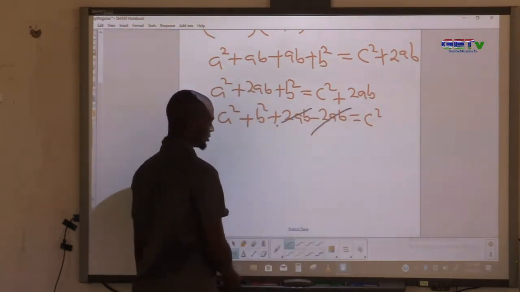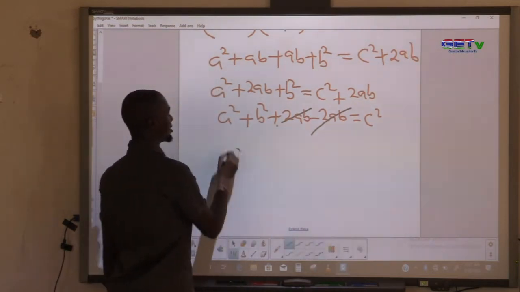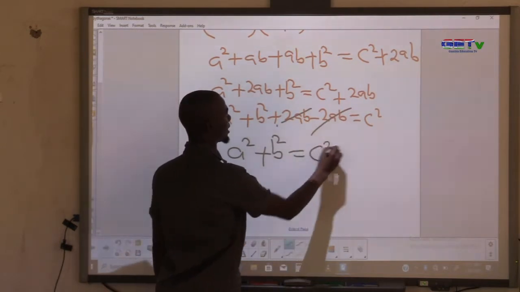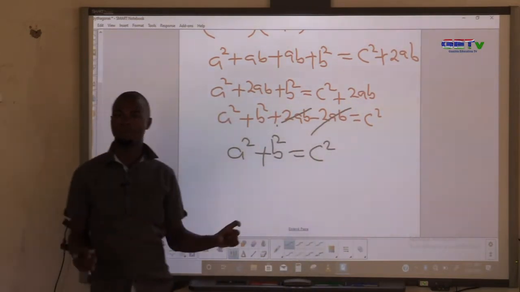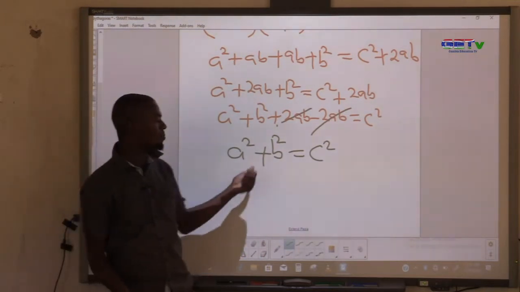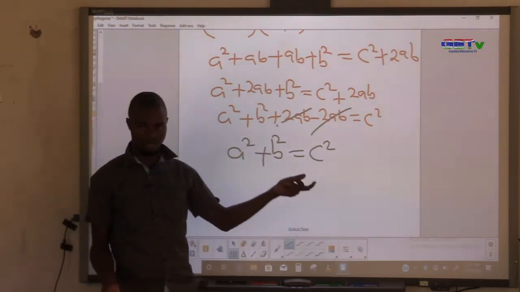So what do you have? You have A square plus B square is equal to C square. That is the way we prove the Pythagoras theorem. A square plus B square is equal to C square.